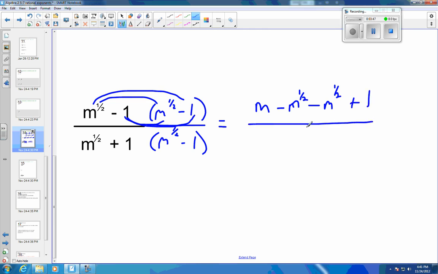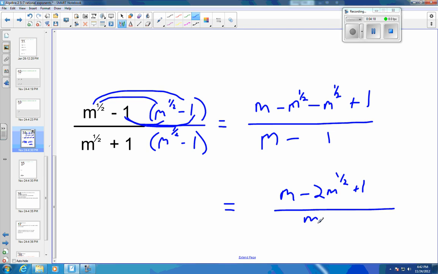And I put that over my formula for using this. I'm going to square the first one, so that's just m. I'm going to square the last one, which is just 1. And a positive and a negative is a negative, so it's m minus 1 on the bottom. Then I'm ready to combine anything that can be combined up top. My middle terms can combine. So the final answer is going to be m minus 2m to the 1/2 plus 1 over m minus 1.